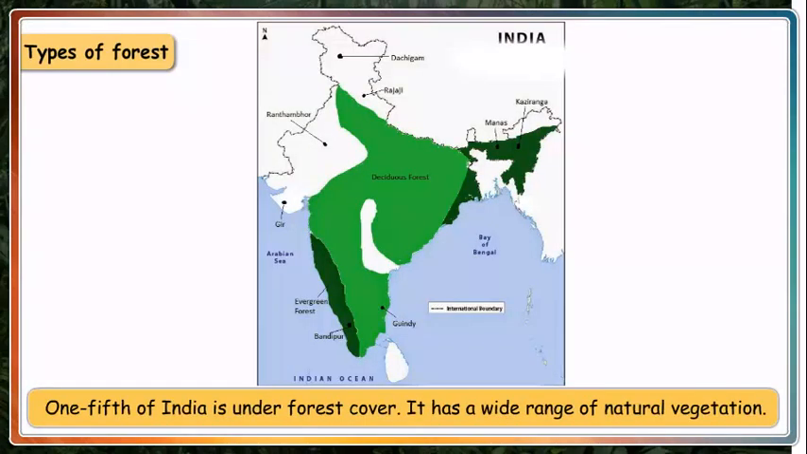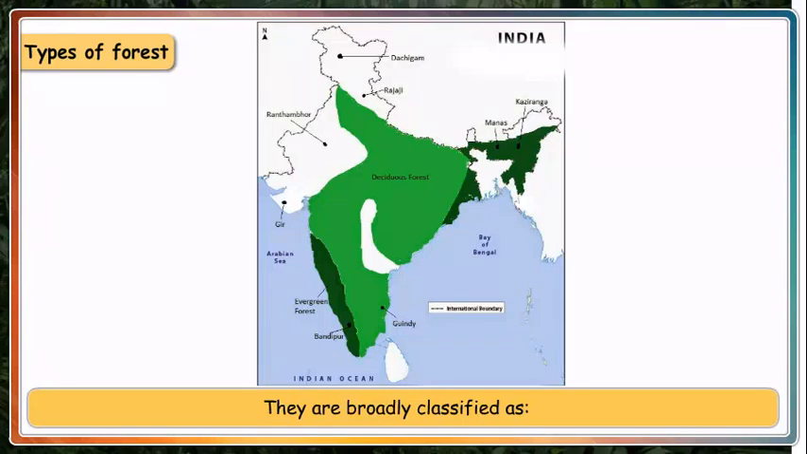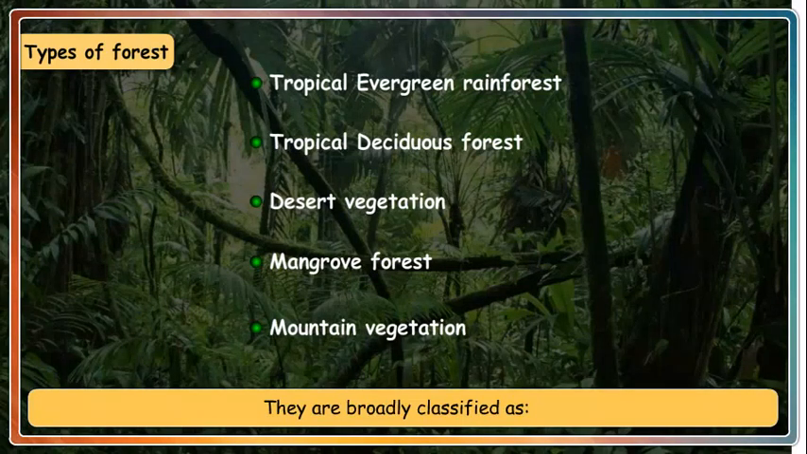Types of forest. 1/5 of India is under forest cover. It has a wide range of natural vegetation. They are broadly classified as tropical evergreen rainforest, tropical deciduous forest, desert vegetation, mangrove forest, and mountain vegetation.